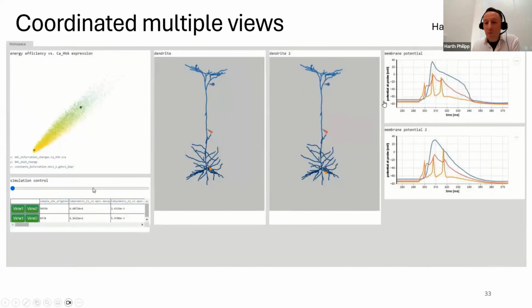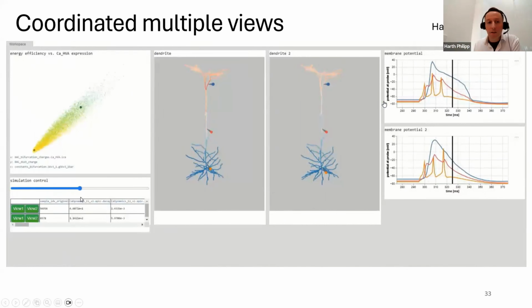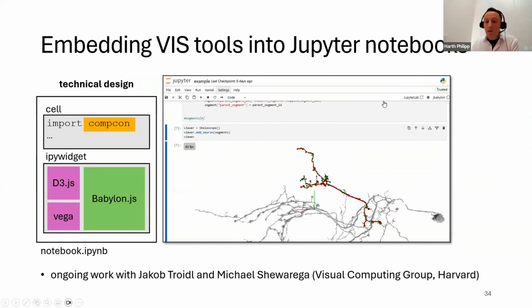We also experimented with views where you can visualize the simulation outputs and then inspect and compare different parameter samples. Now, currently ongoing work, which I'm doing with Jakob Treudel and Michael Riga at the Visual Computing Group at Harvard, is to try to embed such visual analysis tools into Jupyter notebooks, because one key insight from previous projects was that we need to really enable the adaptation of these tools into scientific workflows.